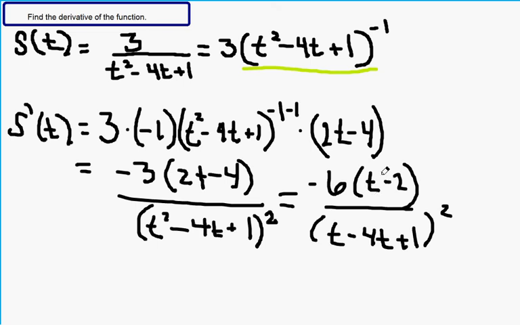Another trick, it's just something to look for. Positive 2 makes the numerator 0. Does positive 2 make the denominator 0? No. 2 squared minus 8 plus 1 isn't 0. So I can see that here is my final answer, and it cannot be simplified.